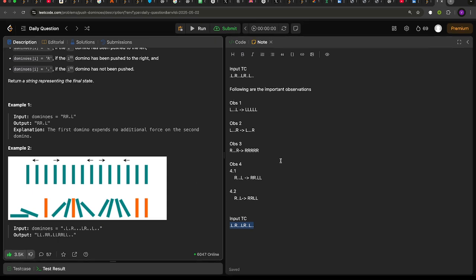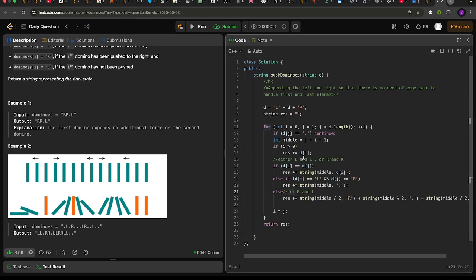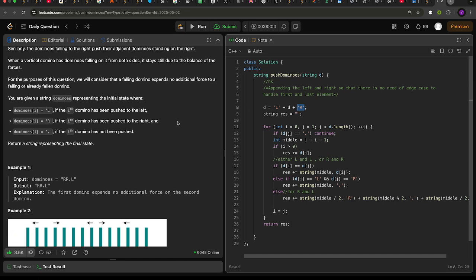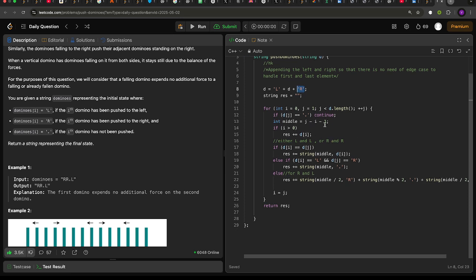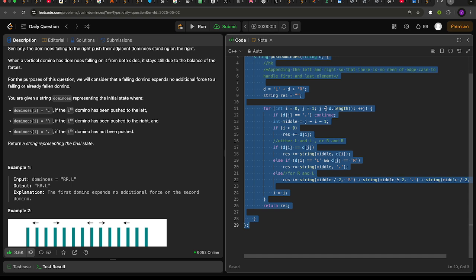So fine, let me walk you through the code that I have written. Initially, I have appended left and right to my input array, because otherwise I need to handle the edge cases separately, the first starting index and the ending index cases. That's why I have appended left and right. It makes it easy to implement the three logics that we have discussed. So i equal to 0 is more like a left pointer and j equal to 1 is like a right pointer.